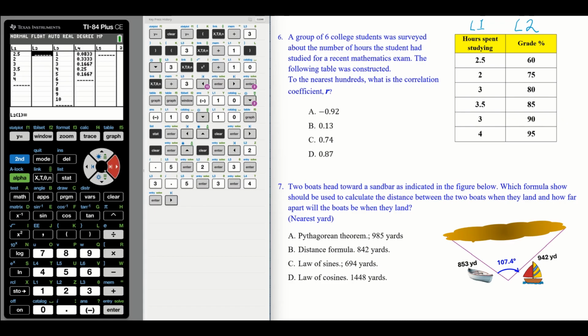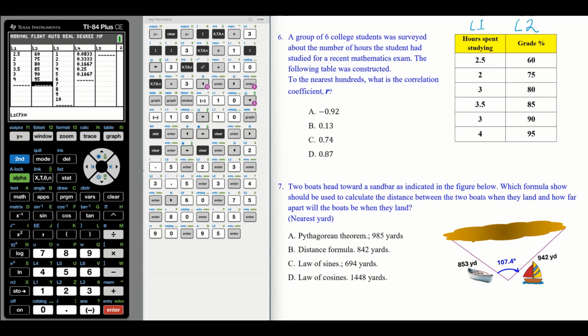All right, I'm going to arrow over and put the other one in. That would be 60, 75, enter, 80, enter, 85, enter, 90, enter, 95, enter. And they're even, so I'm good to go.